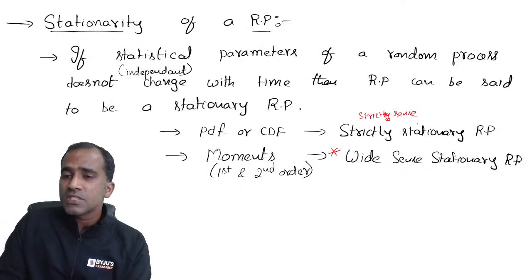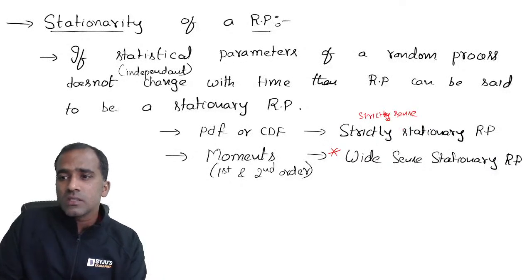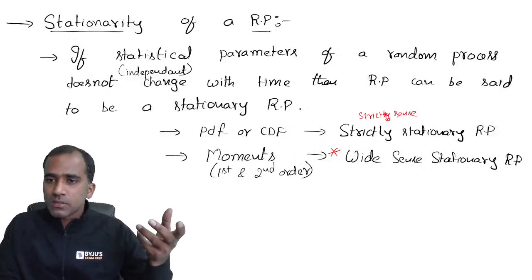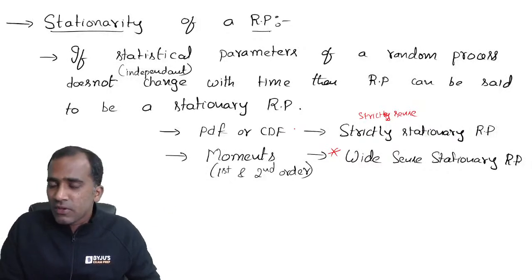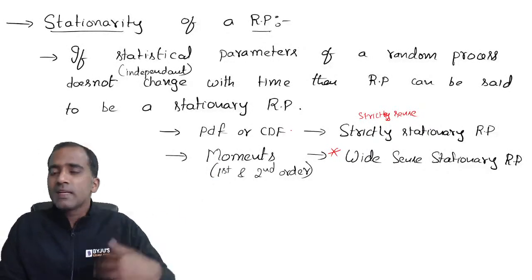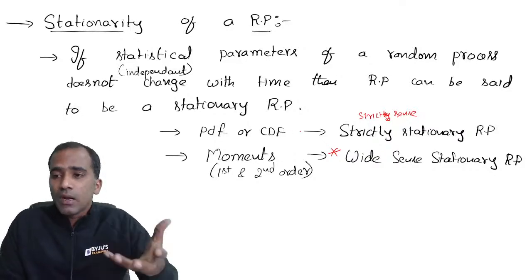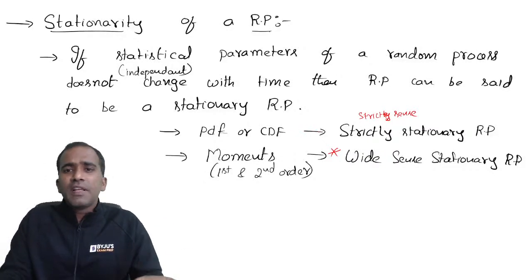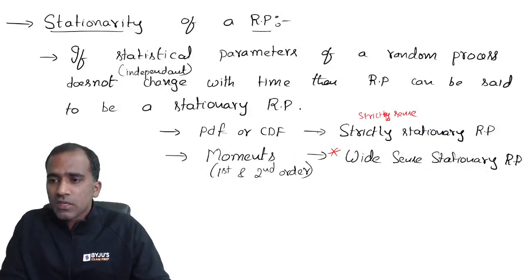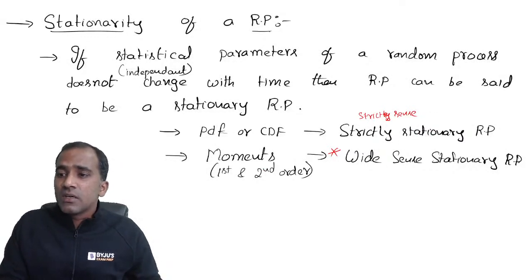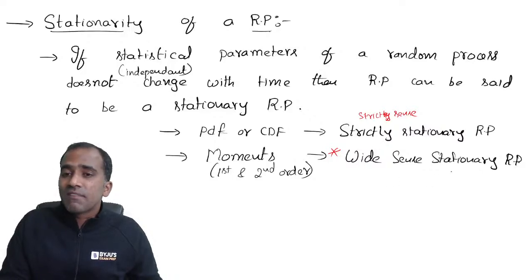We are not really interested in strictly stationary random process because, if somebody comes and talks to me about some random process, I can't just like that get the PDF and CDF. No, I have to observe it for months together. Then only I'll get the PDF or CDF, right? So that's why analyzing with PDF or CDF is not so easy for a new random process. For that matter, for any random process, getting the PDF and CDF is not an easy job. So we generally avoid analyzing using strict sense stationary random process. We only analyze using moments. So that's why we just talk about only wide sense stationary random process.